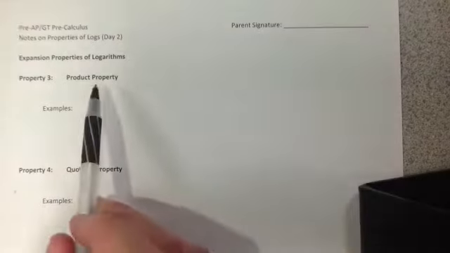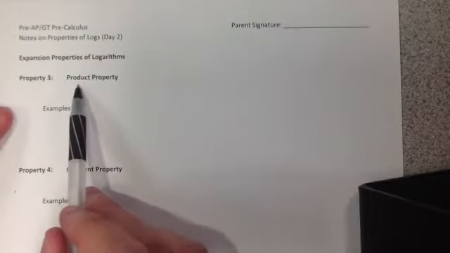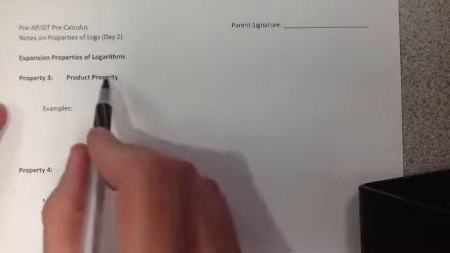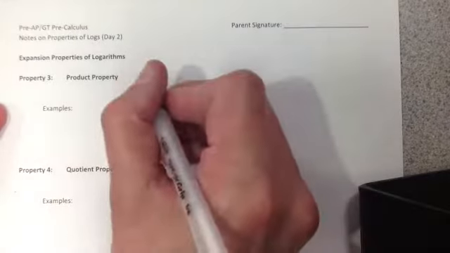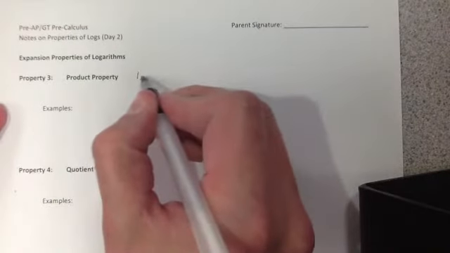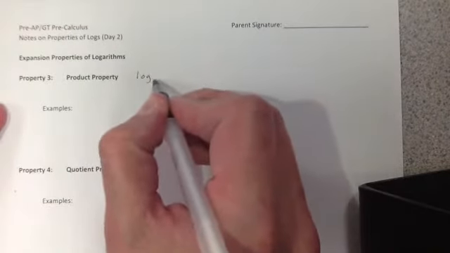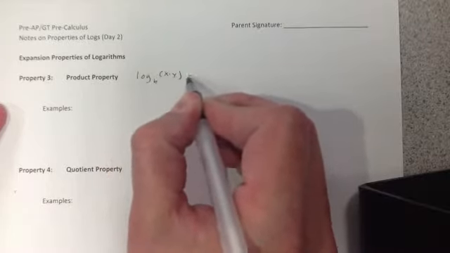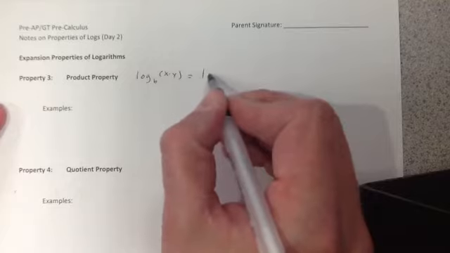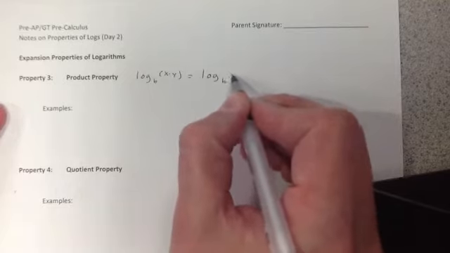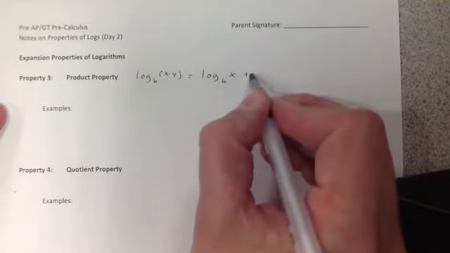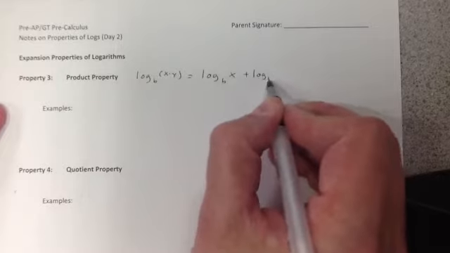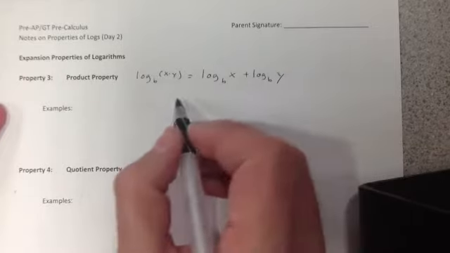Today we're going to finish up our discussion on properties of logarithms, and we're going to begin with one of the easier ones, the product property. The product property of logarithms says if you have taken the log base b of a number, and you're multiplying x and y together, we can split this up and write it as the log base b of x plus the log base b of y.